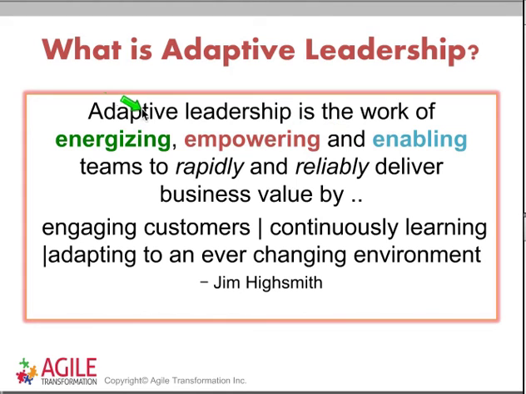So what is the idea of adaptive leadership? What's the concept behind it? Adaptive leadership is really the work of energizing, empowering, and enabling teams to rapidly and reliably deliver business value. How do we do that? Well, we engage them with the customers, we have them continuously learn, and they continuously adapt to an ever-changing environment.